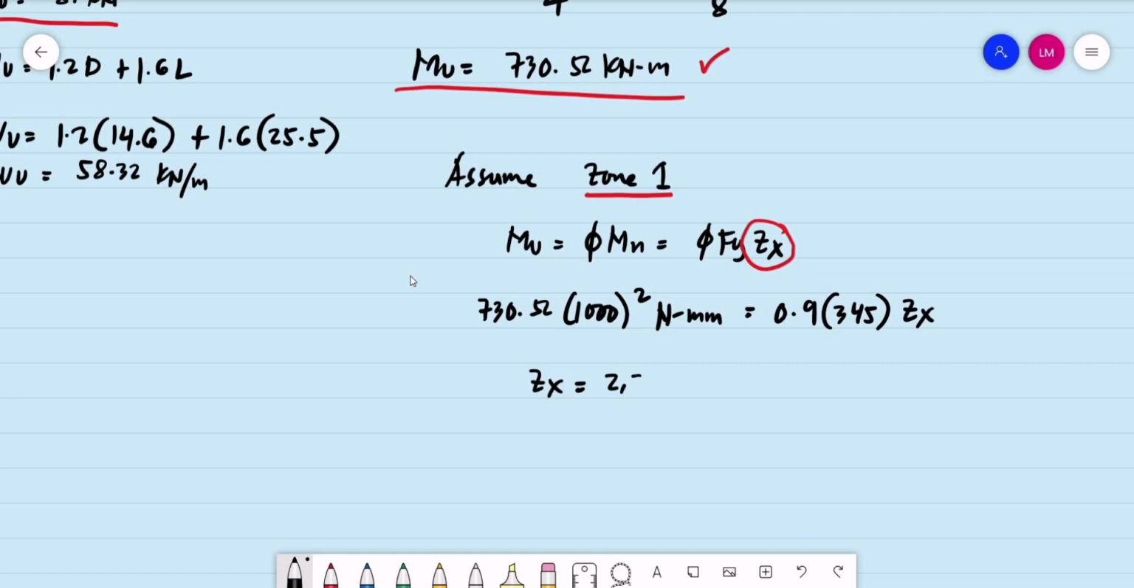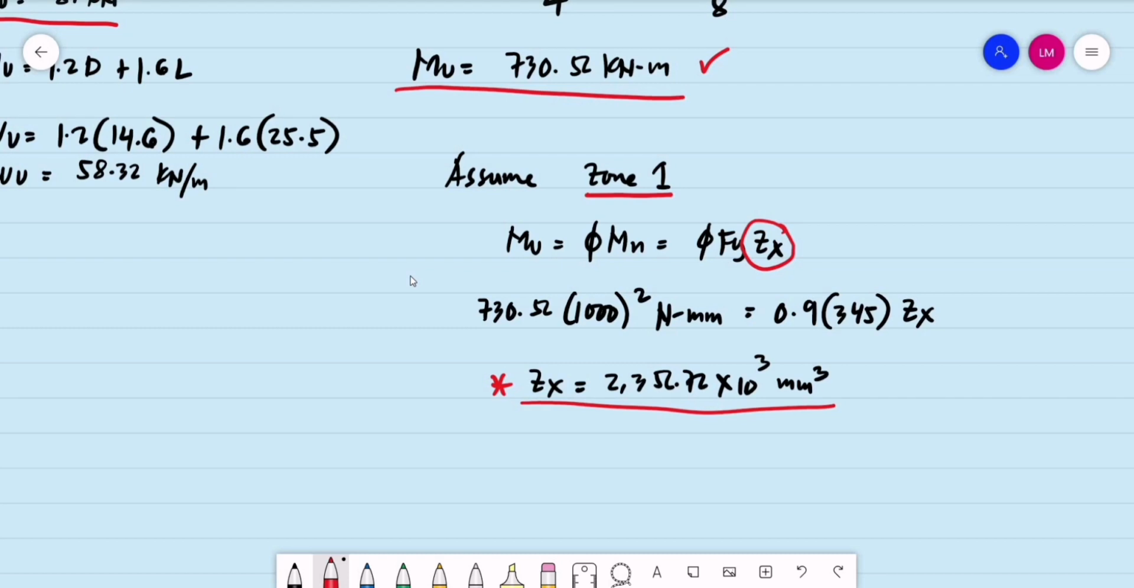And this is 2352.72, times 10 raised to 3 millimeters raised to 3. So this will be our reference value for the plastic zone. That is the plastic section modulus. Sorry, so this will be our reference value.